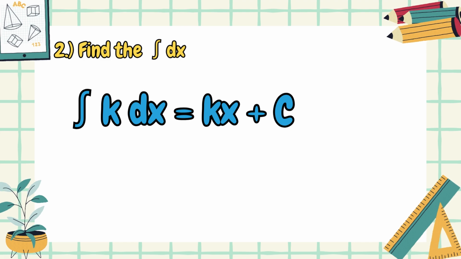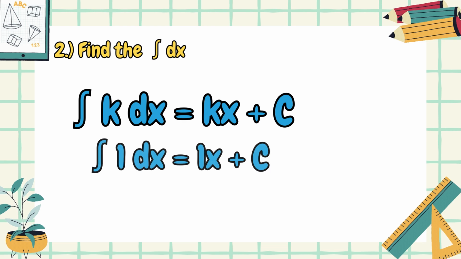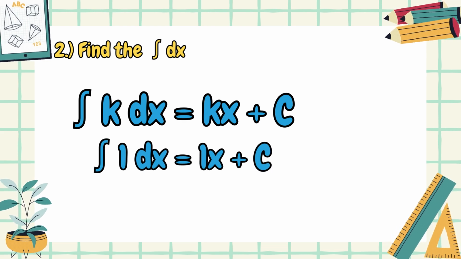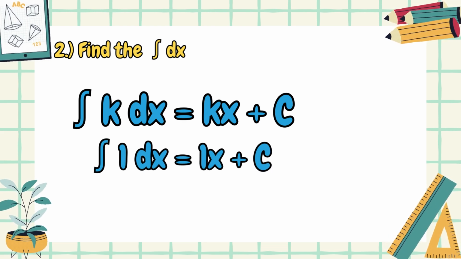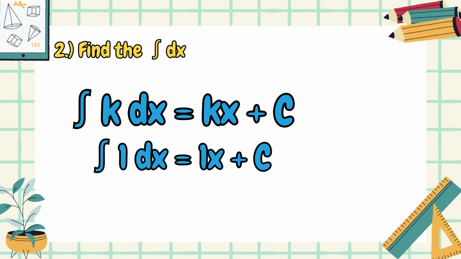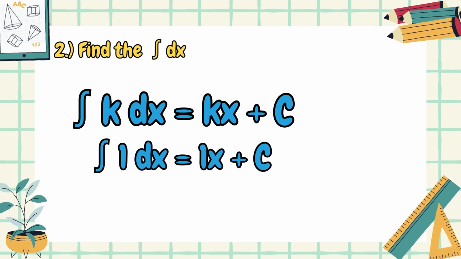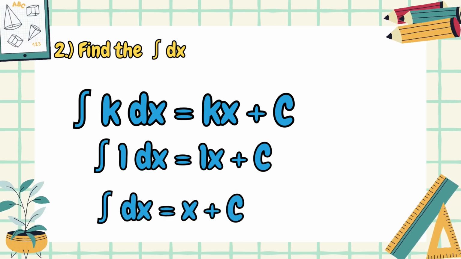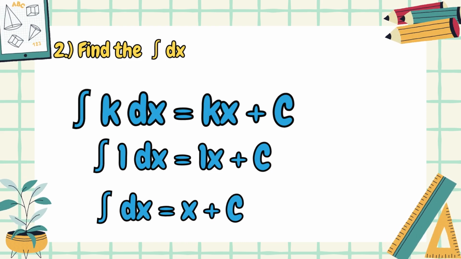Now, let us say you want to find the integral of dx. What will you do? Remember that integrating dx is just the same as integrating 1 with respect to x. Thus, it can be interpreted as the integral of dx is equal to the integral of 1 with respect to x. So you see that your constant k in this situation is 1. Now, following the constant rule will give you an antiderivative of x plus c, and that is the final answer.